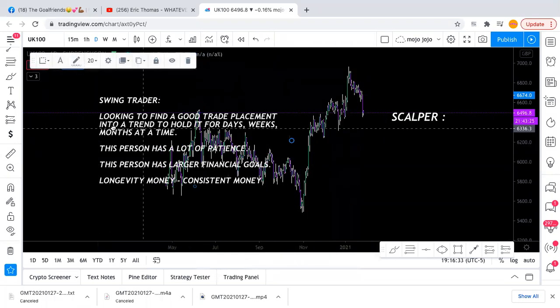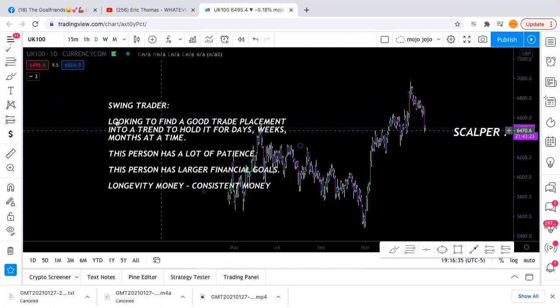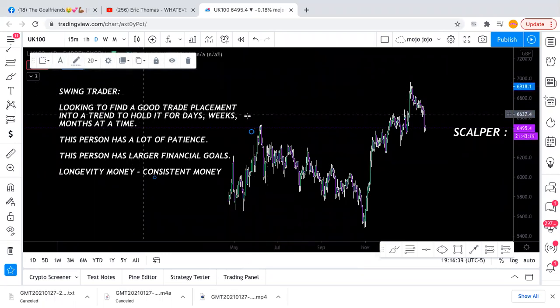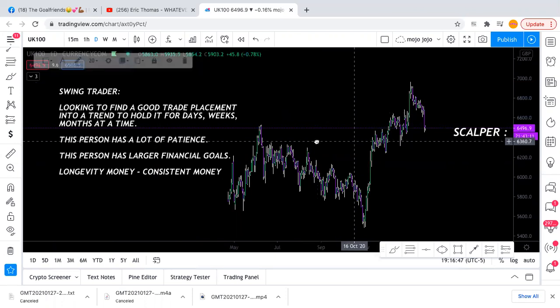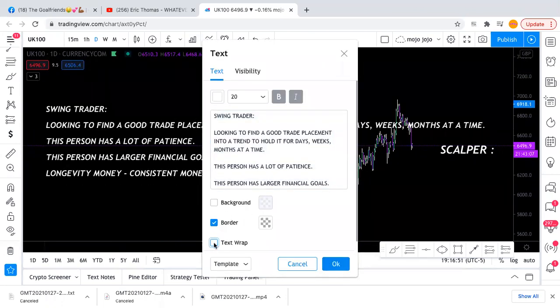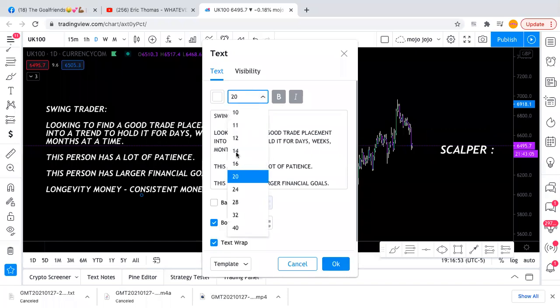A swing trader is looking to find a good trade placement into a trend to hold it for days, weeks, or months at a time. This person has a lot of patience. This person has larger financial goals. They're seeking out longevity money, consistent money. And let me put this up here.